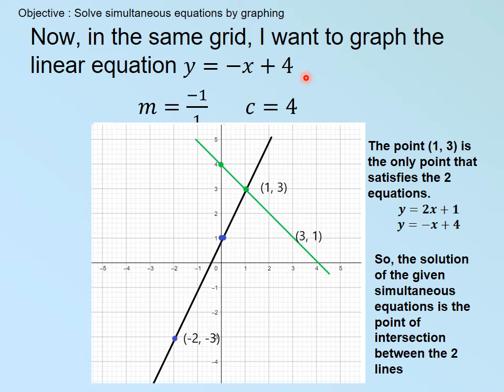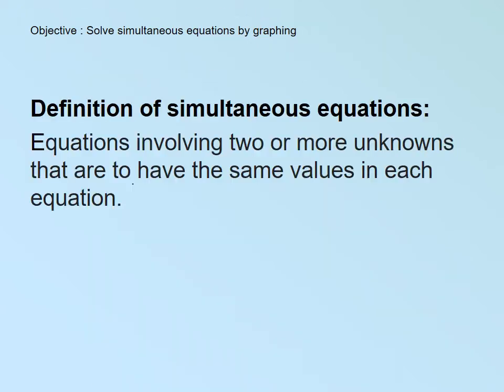What do I mean by simultaneous equations? When I have two equations with two variables and they have one value. Definition of simultaneous equations: equations involving two or more unknowns. For this lesson, we are going to take only two unknowns, two variables, x and y, that are to have the same values in each equation. So the value of x in the first and in the second is the same. The value of y in the first and in the second equation is also the same.